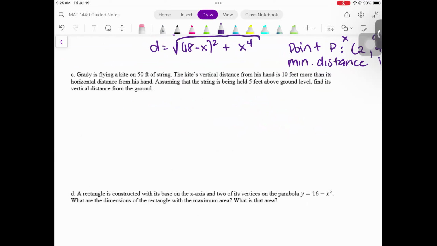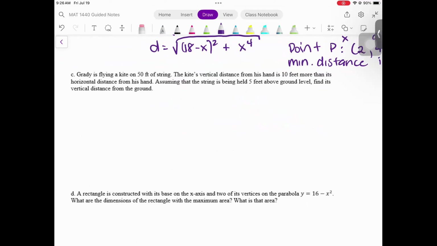Grady is flying a kite on 50 feet of string. The kite's vertical distance from his hand is 10 feet more than its horizontal distance from his hand. Assume that the string is being held 5 feet above the ground. Find the vertical distance of the kite from the ground.